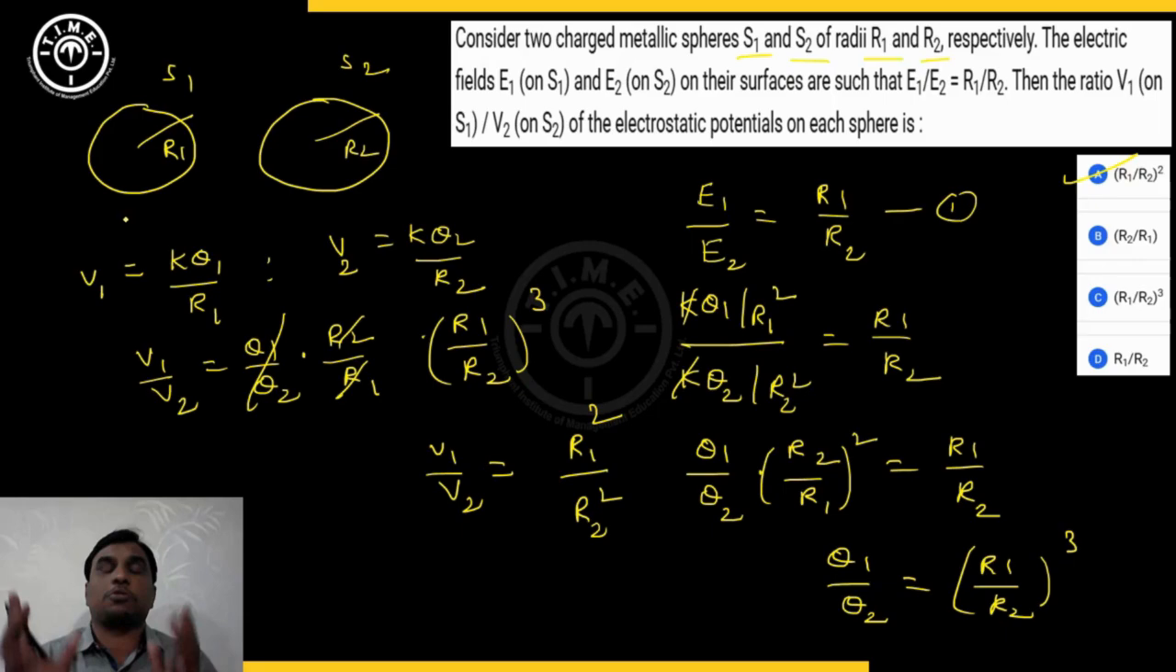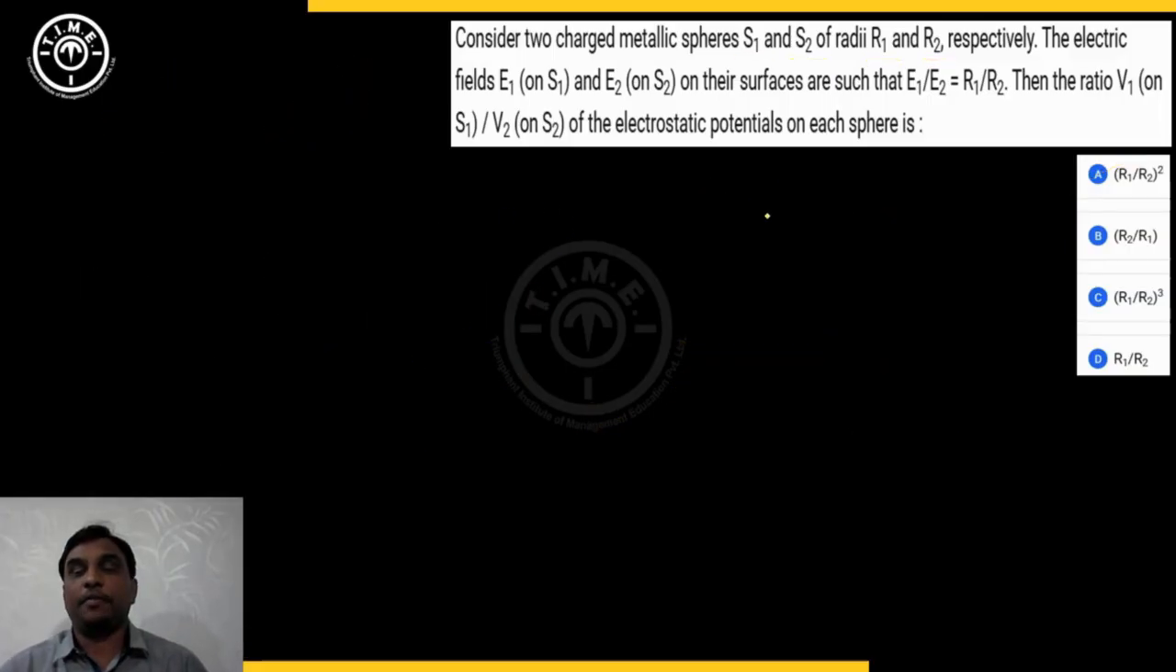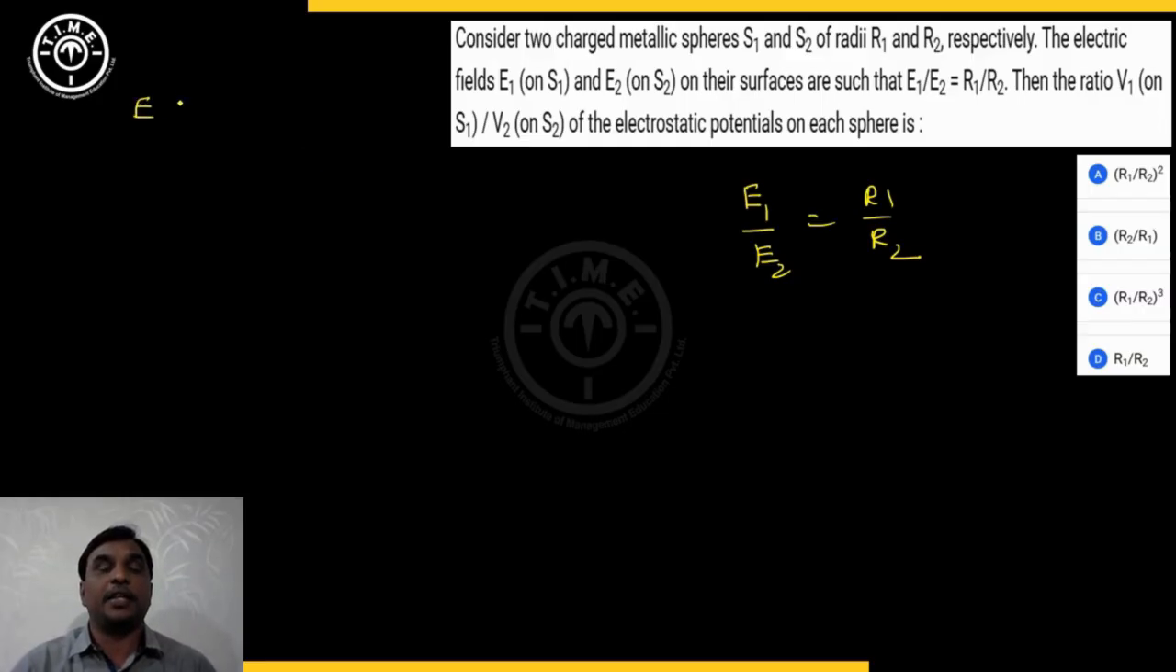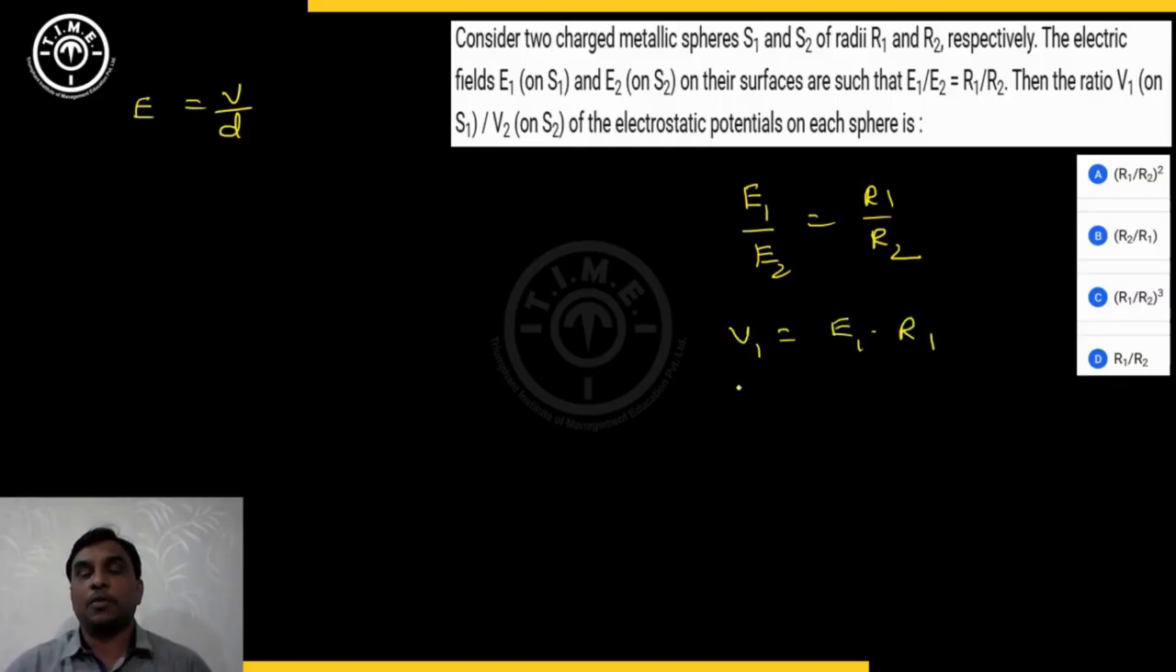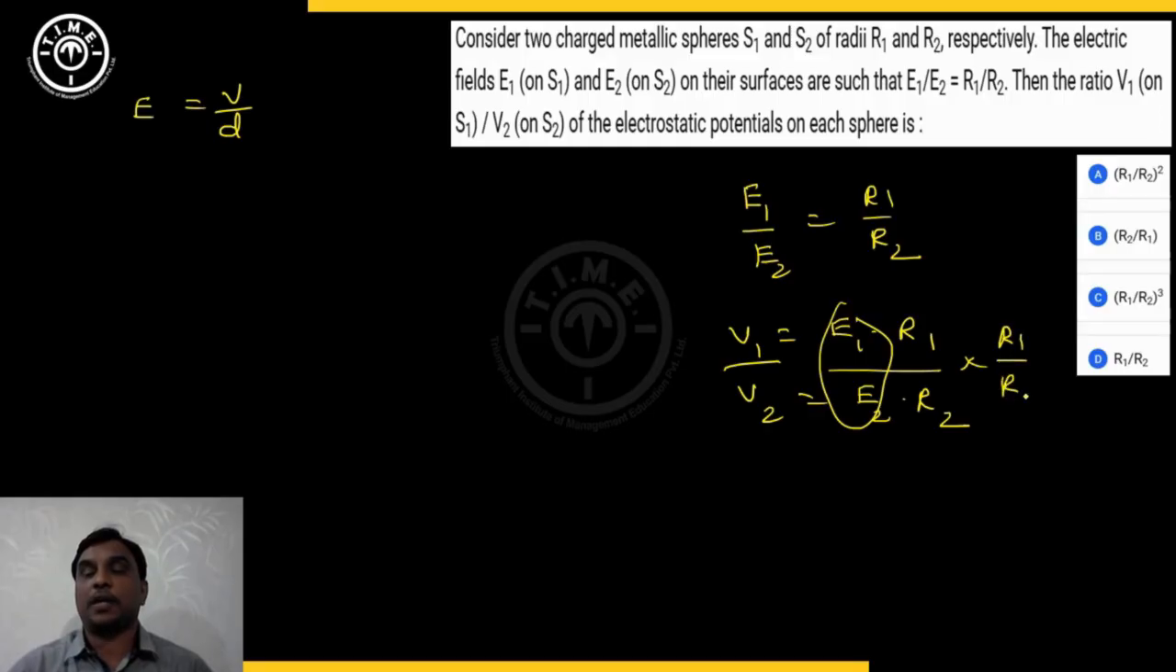Now see, electric field, E1 by E2, as mentioned, is R1 by R2. You know electric field E is equal to V by the distance. So I can write V1 is equal to E1 into R1, V2 is equal to E2 into R2, correct? Then if you divide, E1 by E2 according to him, the given ratio is R1 by R2. So directly you can write V1 by V2 is equal to R1 by R2 whole square. Direct, straightforward, you can write this, correct?